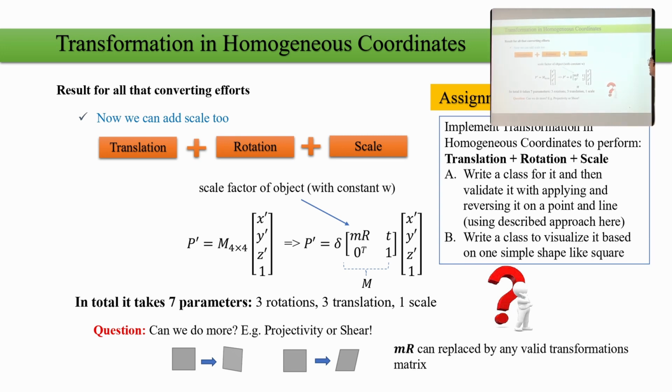system. Any question? So finally, in general, we have 7 parameters: 3 rotation, 3 translation, and 1 scale, that we can use as the final point in the homogeneous coordinate transformation.